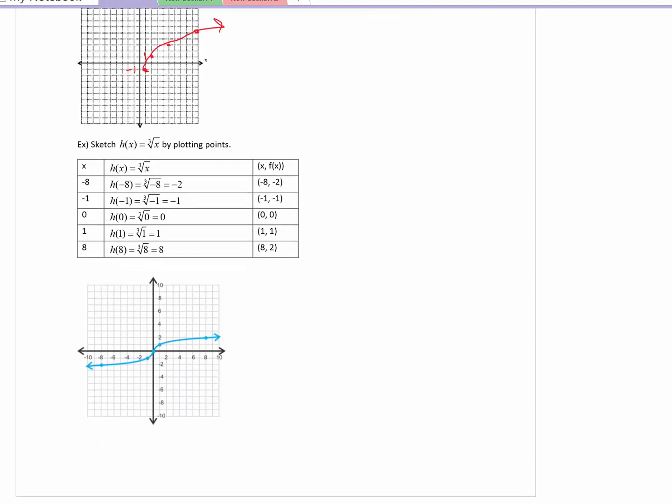Okay, now let's take a look then at a basic cube root function. Now again, I tried to pick perfect cubes. For instance, the cube root of negative 8 is negative 2 because negative 2 times negative 2 times negative 2 is negative 8. Cube root of negative 1 is negative 1. So I've plotted these 5 particular points here.